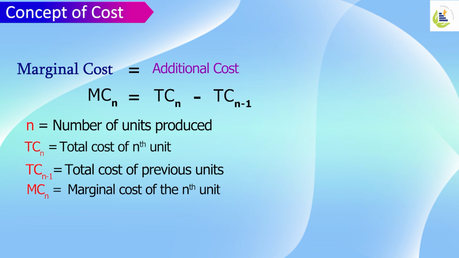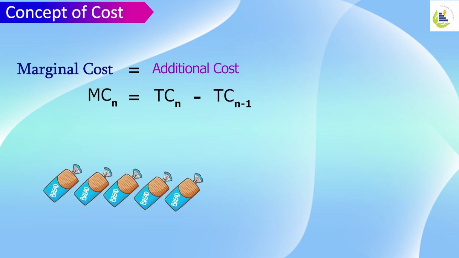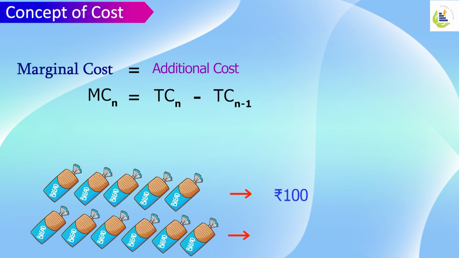I'll explain with this simple example. Let's say to produce 5 packets of bread, I require 100 rupees. To produce 6 packets of bread, I require 120 rupees. So what is marginal cost here? That extra 1 packet adds 20 rupees to my total. It's 120 minus 100, so 20 rupees is my marginal cost.